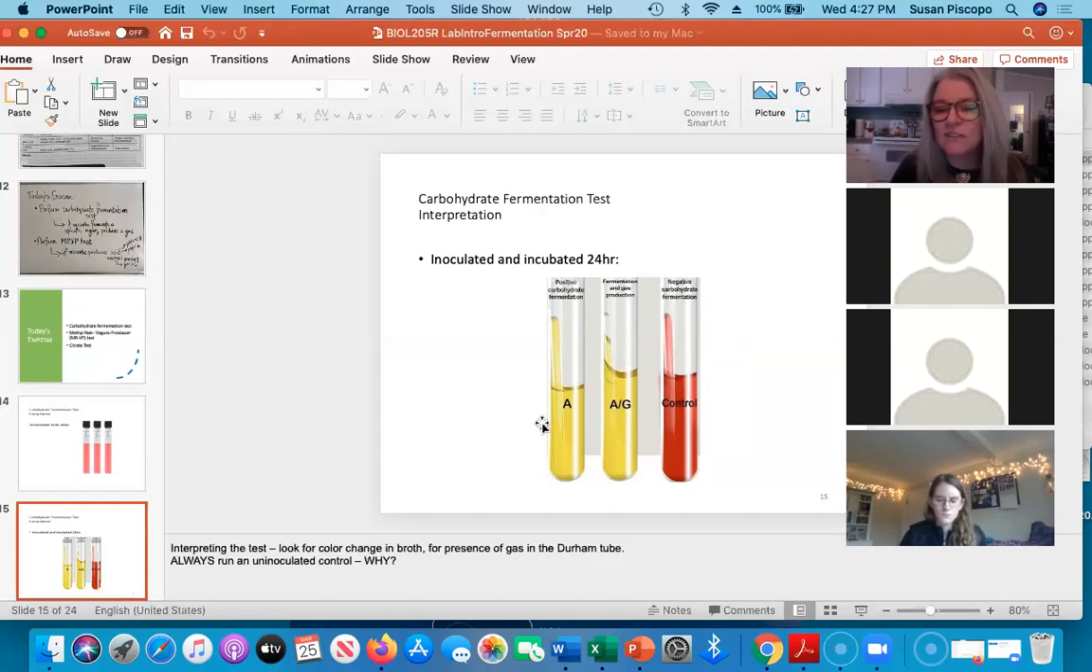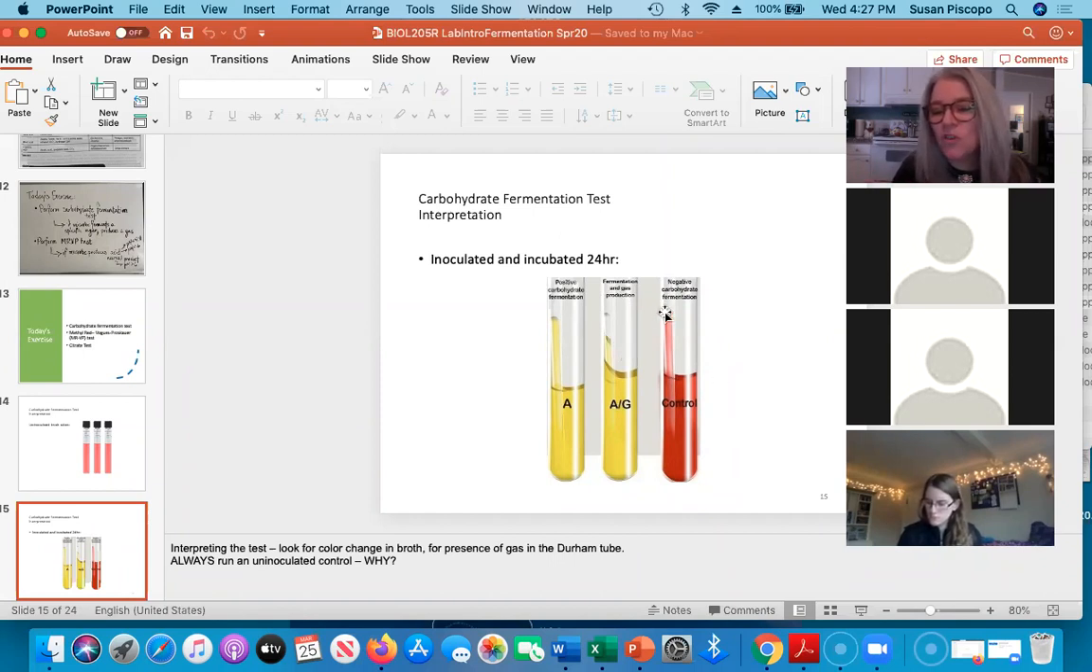Now, if you look at this slide, this tube over here on the left that's labeled A, you can just see the Durham tube leaning up against the side. But all that's in the Durham tube is this yellow medium. Now, in the middle tube, you can also see the Durham tube, but look, there's a little gas bubble at the top of the Durham tube. The gas has displaced the yellow medium.